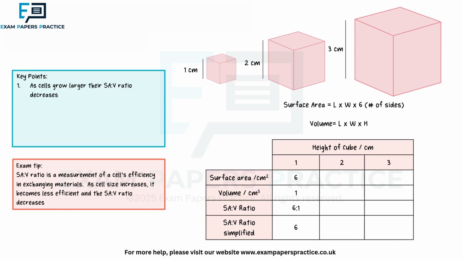Let's see what happens when the cube doubles in length. Now the cube has a surface area of 24 centimeters squared and a volume of 8 centimeters cubed.